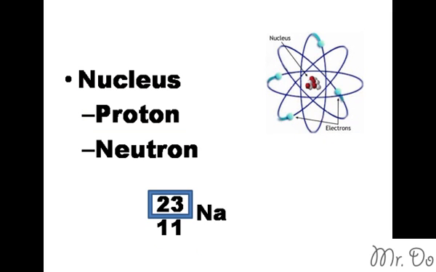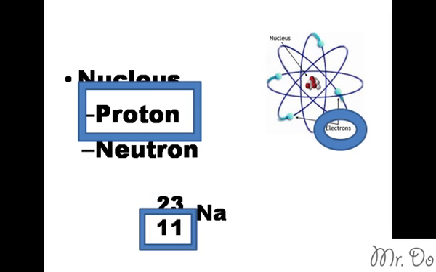The number on top, 23, represents the atomic mass, which is how heavy the sodium weighs. The number 11 represents both protons and electrons. So in sodium, there are 11 electrons and 11 protons.